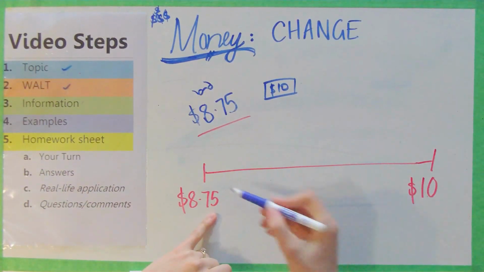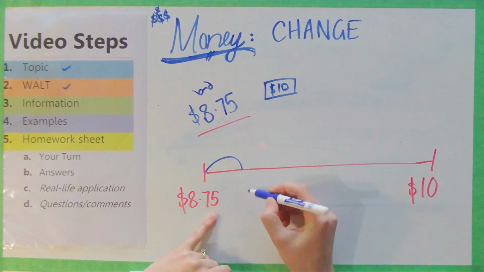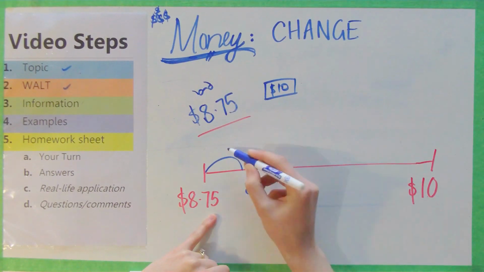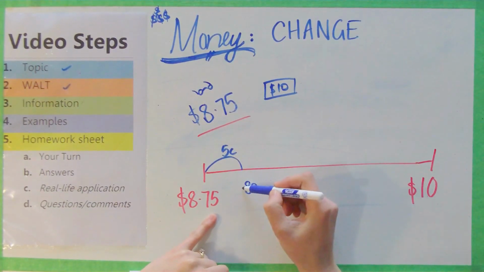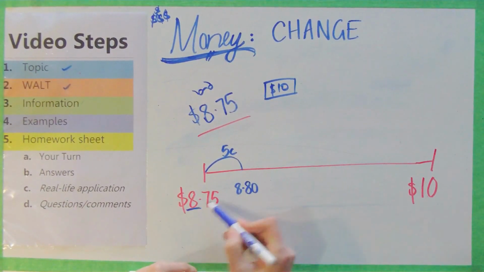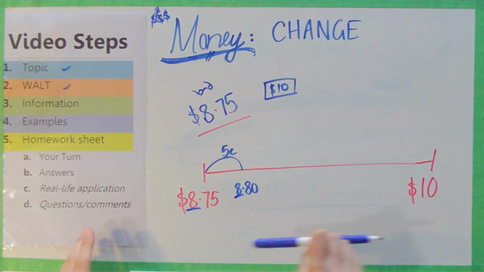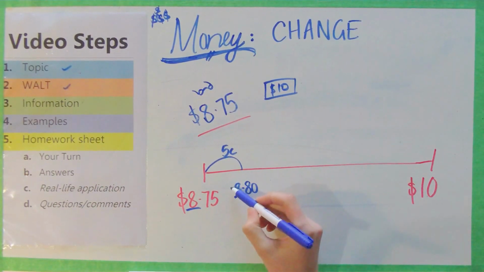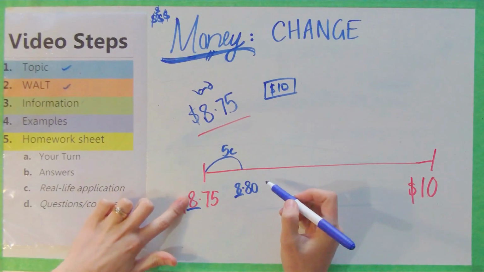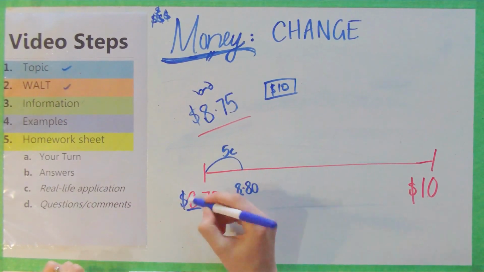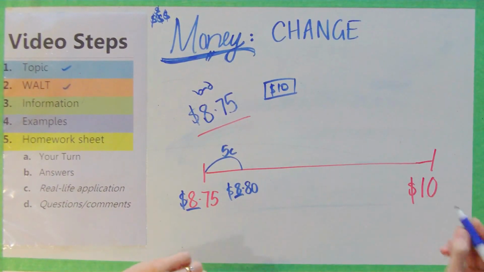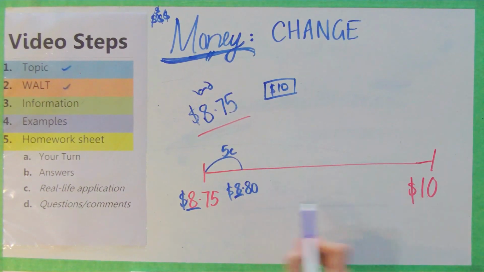I know that 75 cents to get to 80 cents is just 5 cents. So I bring that $8 across, of course. It's still there. It's a number line. It's going that way, it's going up. So it's $8. I'll keep the dollar sign there, still important. So $8.80. I need to stop at $10.